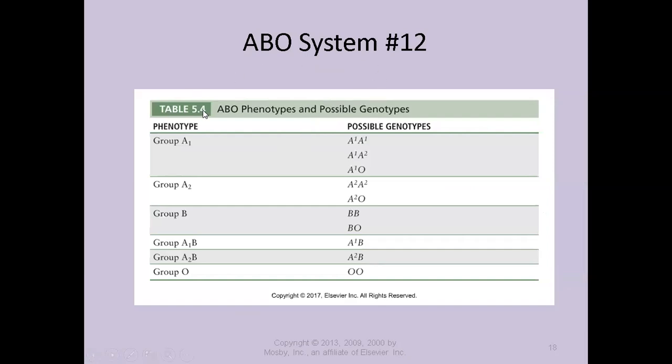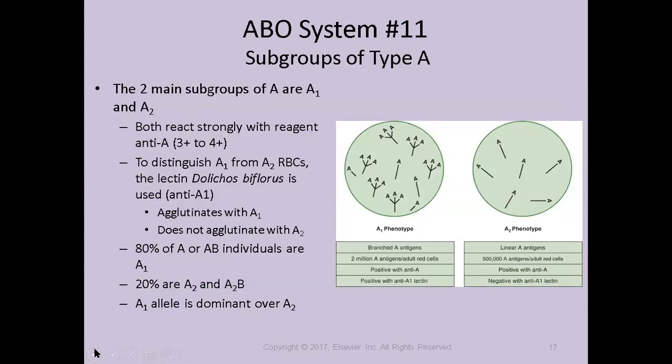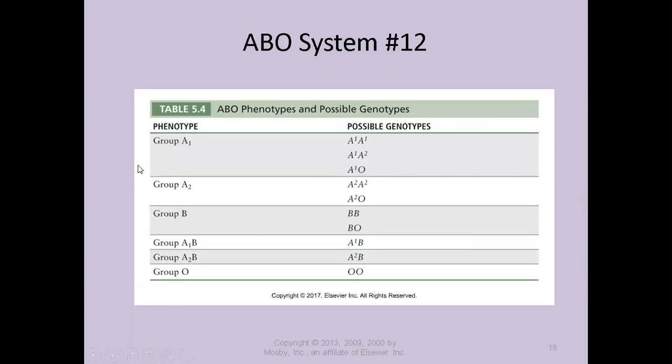So this is table 5.4, looking at phenotypes and possible genotypes. Let me go back one minute. I don't know if I mentioned this, but A1 is actually dominant over A2. So here we see if someone is A1, they could be A1A1, A1A2, or A1O, because A1 kind of dominates over A2. To be group A2, you have to be either A2A2 or A2O, okay?